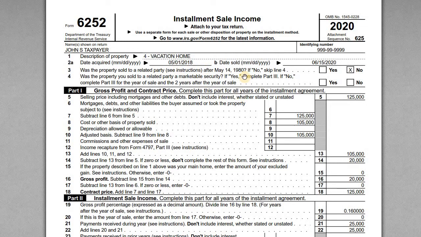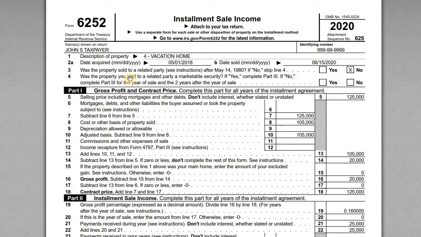So let's go through the form and John's example in a little more detail and see how this ultimately gets reported on his 1040. So here we have the 6252 for John. He's a taxpayer. And the description of property here, he sold a vacation home, right? So it's just a piece of residential real estate. He wasn't renting it or anything like this. This is just a vacation home. So he bought it on May 1st, 2018. So he had it a couple years. And then he sold it June 15th, 2020.